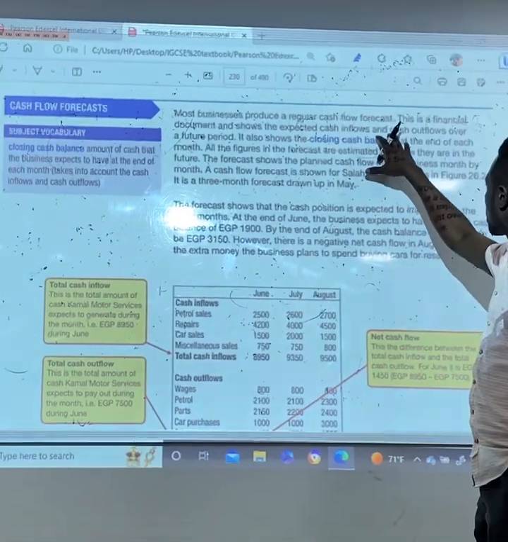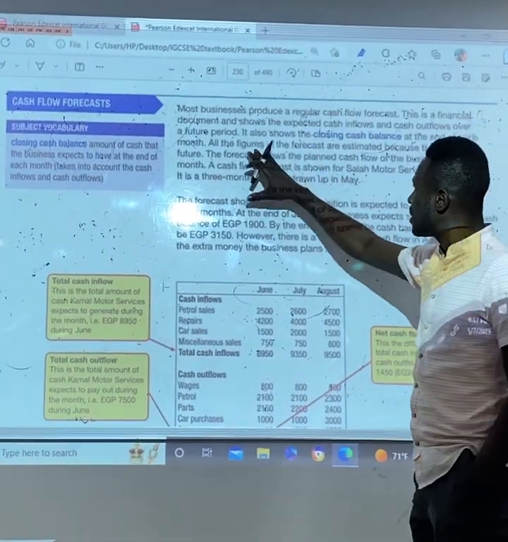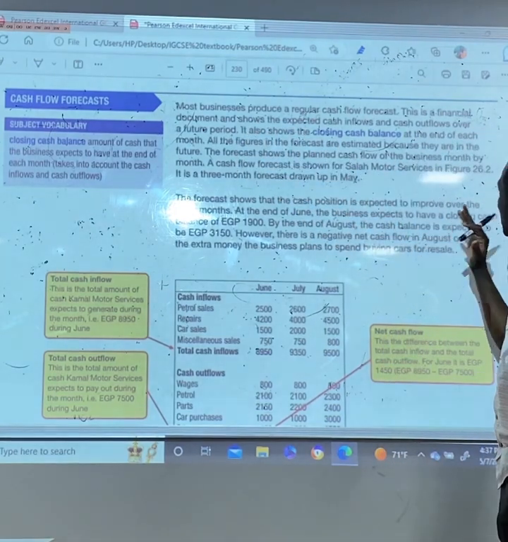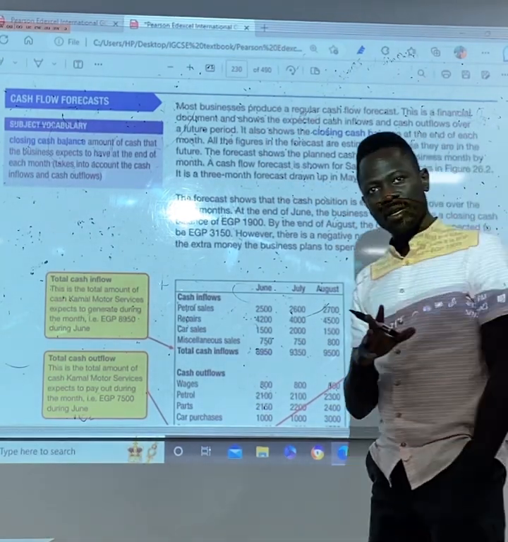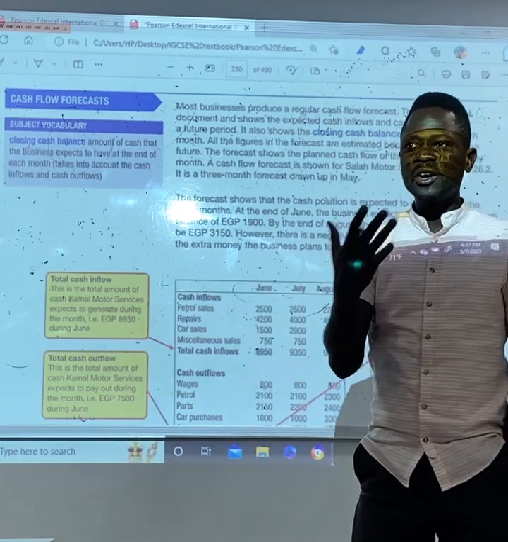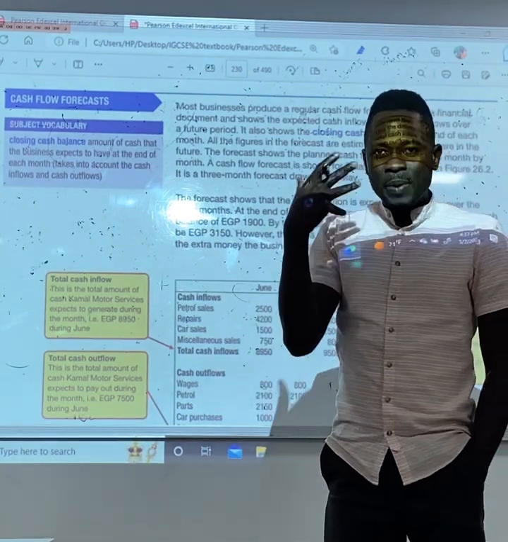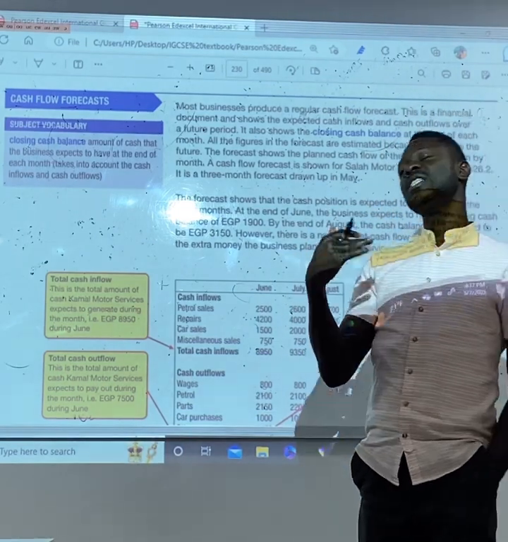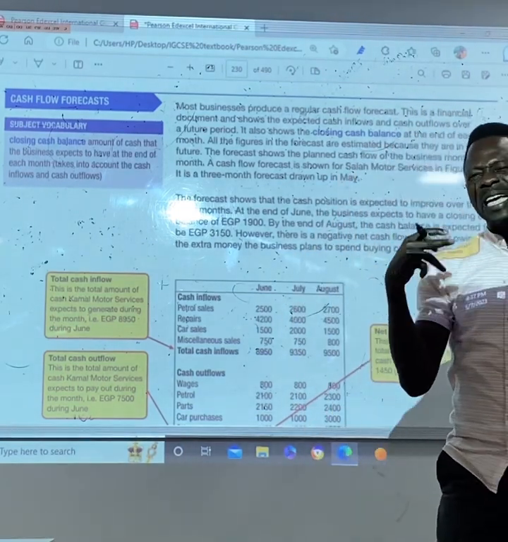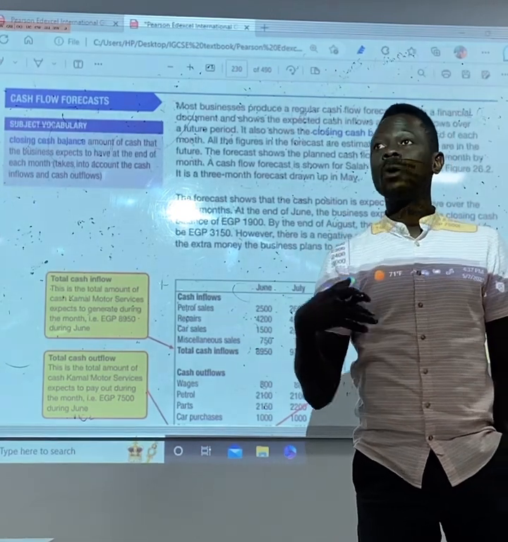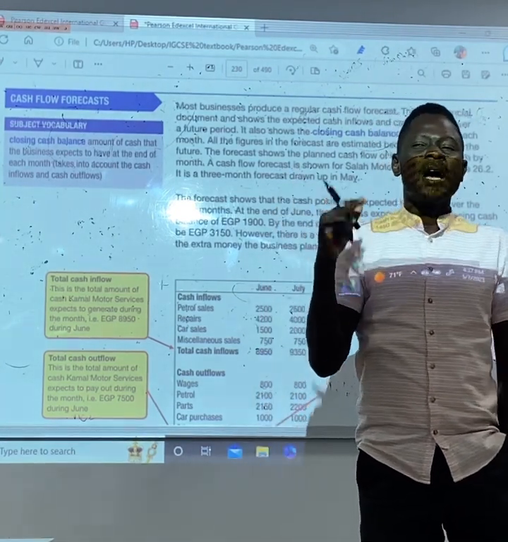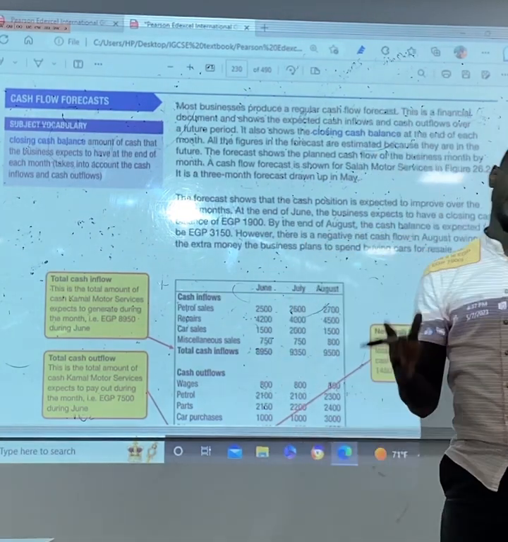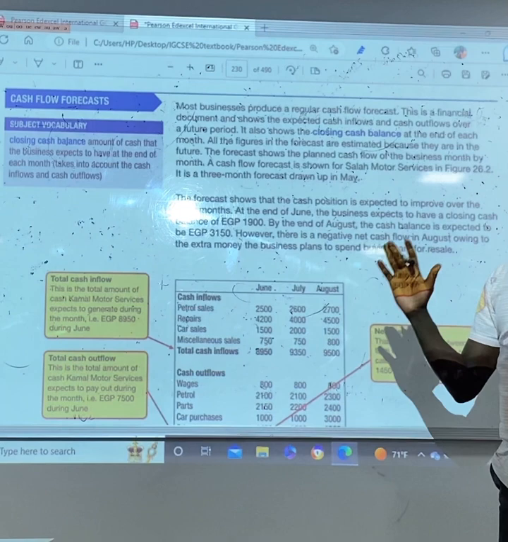This is a regular cash flow forecast. This is a financial document and shows the expected cash inflow and cash outflow over a future period. So a cash forecast is just what you are expecting, your prediction about cash in the future. Like, in the next 6 months, this is what we are expecting in terms of income. In the next 6 months, this is what we are going to spend. That is what we call cash flow forecast.